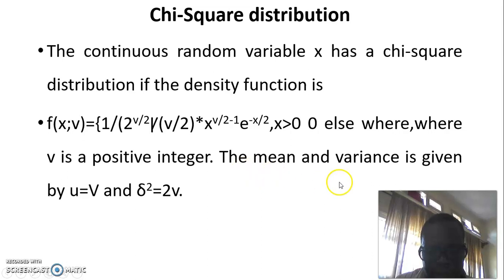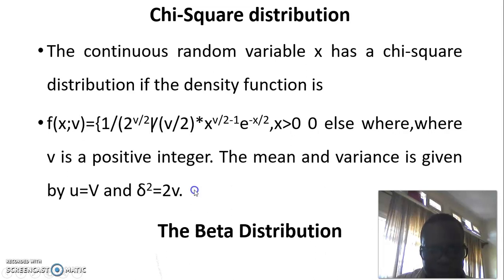So the mean and the variance are given by this expression. The mean of a chi-square distribution is equal to v, which is a positive integer, and the variance of a chi-square distribution is equal to 2v. Remember, the chi-square distribution is also one example of a continuous probability distribution.